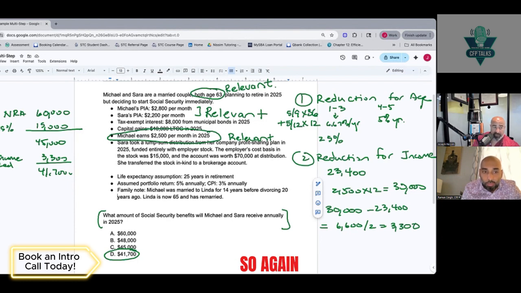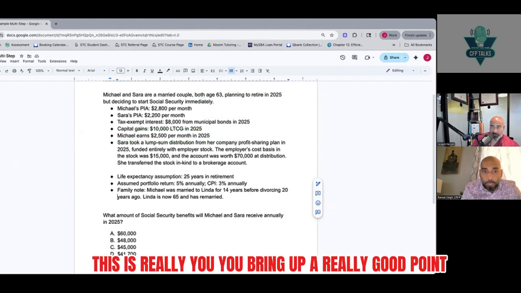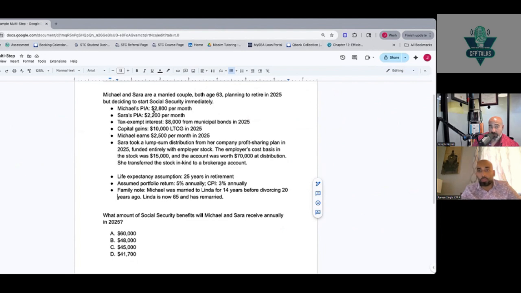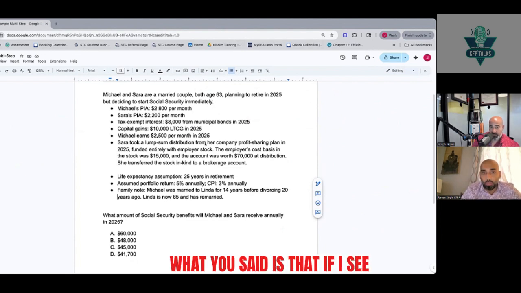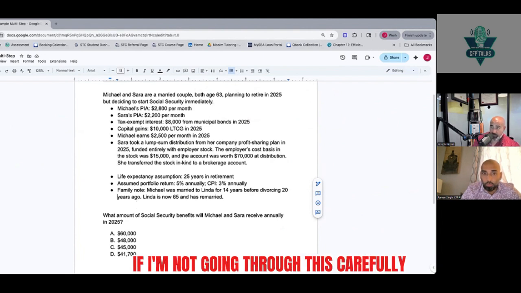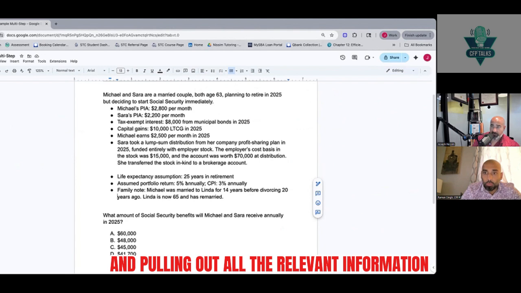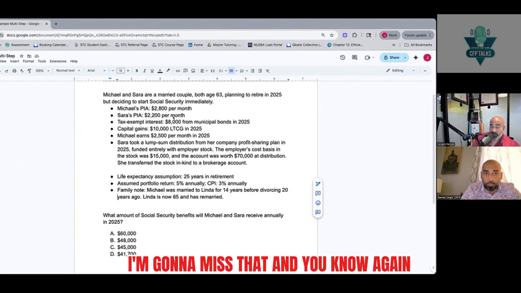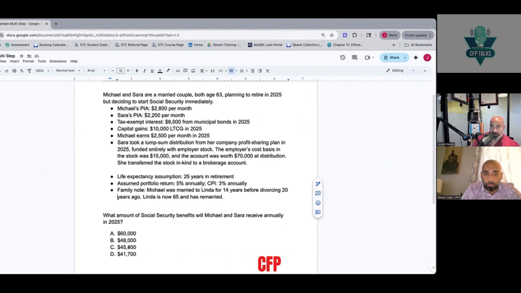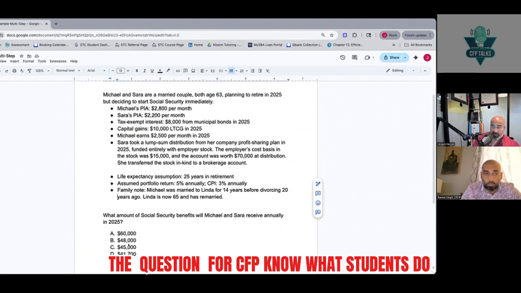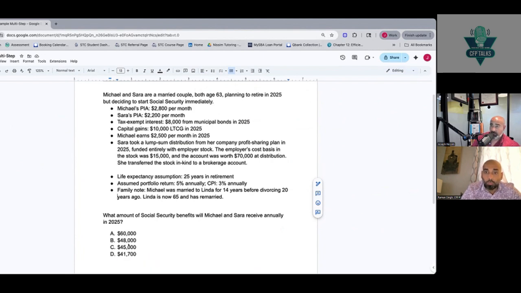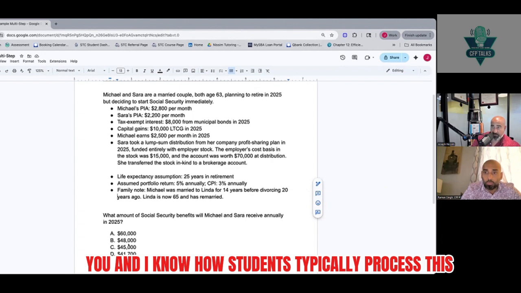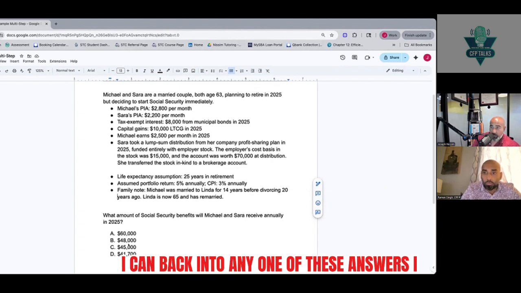Yeah. You bring up a really good point. If I see what they're going to receive annually, I can start to chop this up. If I'm not going through this carefully and pulling out all the relevant information, I'm going to miss that. And the question writers for CFP know what students do. You and I know how students typically process this. I can back into any one of these answers.